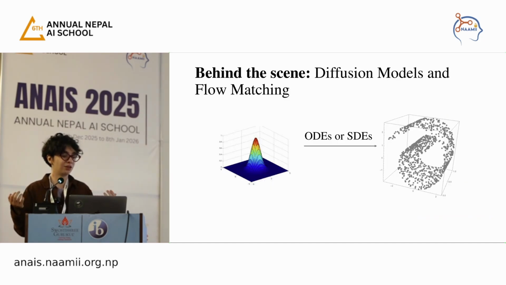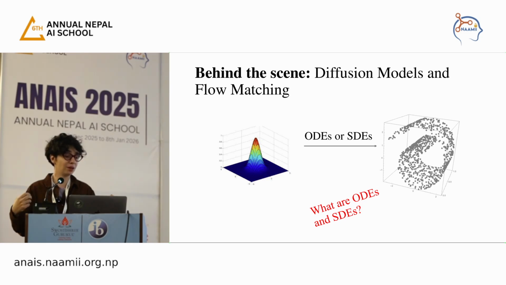So behind the scenes with diffusion models and flow matching, how many of you have heard about diffusion models and flow matching? Raise hand. Okay, so not so many people. These are generative models. Behind the scenes, we try to learn dynamics between a Gaussian and the distribution that we are interested in. And the dynamics are either ordinary, or stochastic.